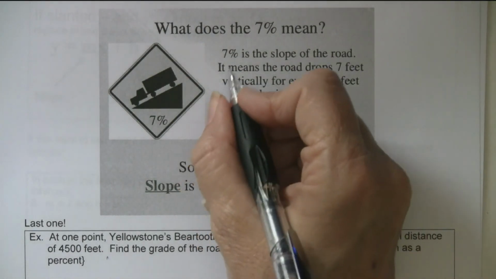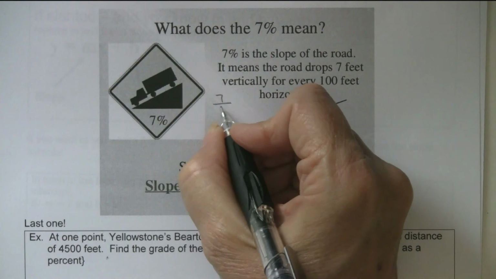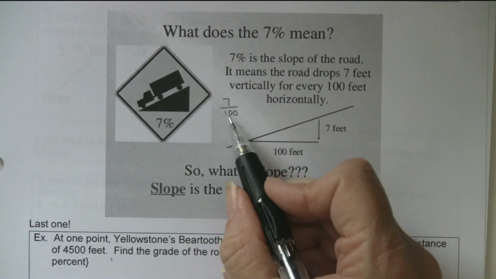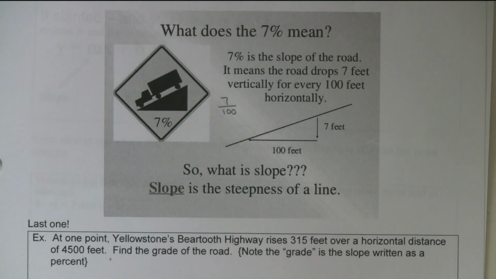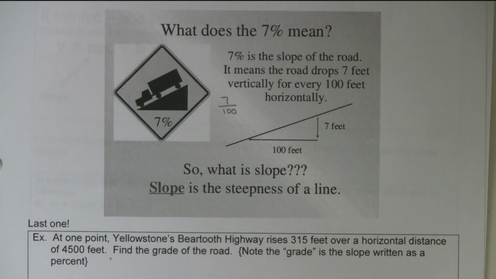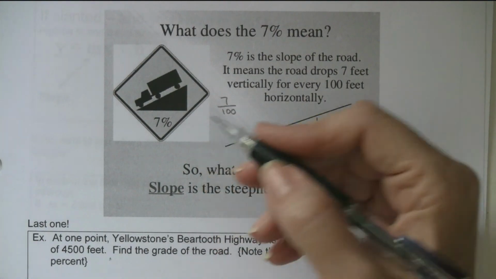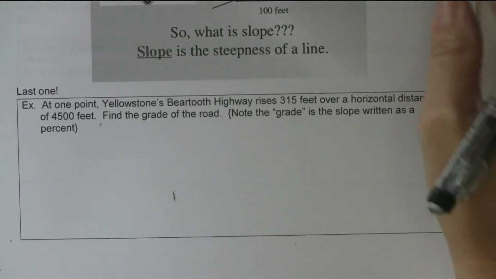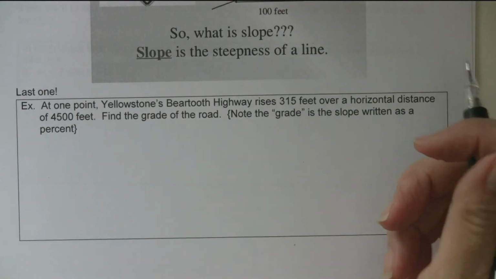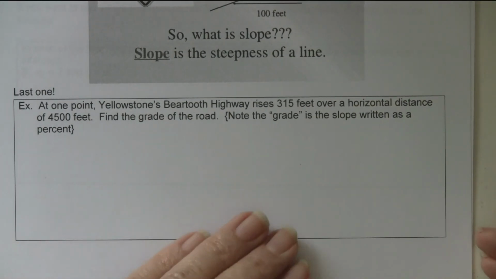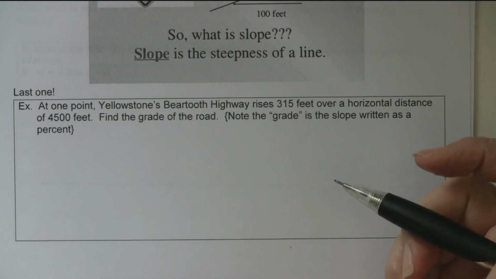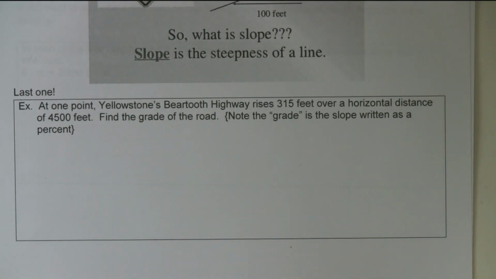And so that 7%, remember, written as a fraction, is 7 over 100. And so the run is 100. The rise is the drop in the road if you're going downhill. If you're going uphill, the rise in the road is 7 feet. So the slope is the steepness of the line, and usually they call it the grade whenever they're going to call it as a percentage. So this is an example. They only have one in your book, so I didn't want to use it. So I used this example from Yellowstone when I was visiting Yellowstone.